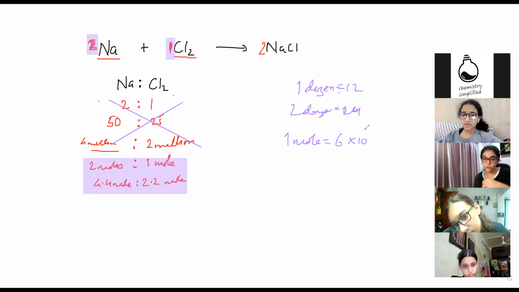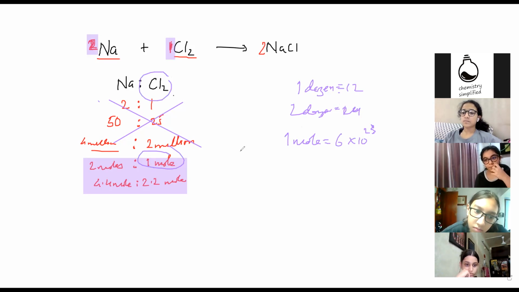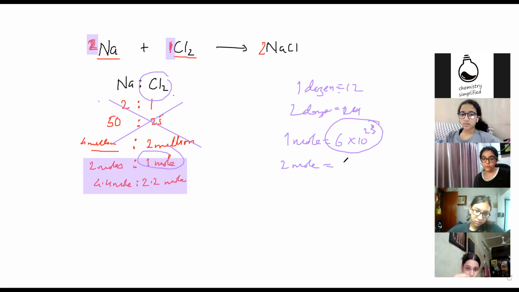1 mole is equal to 6 into 10 raised to 23. These many atoms, molecules, ions, whatever you talk about. So if we're talking about 1 mole of chlorine molecules, I'm saying these many chlorine molecules. This much quantity is equal to 1 mole. So how much is 2 mole equal to? 12 into 10 raised to 23. Which means if I'm talking about 2 moles of sodium atoms, I mean these many sodium atoms.